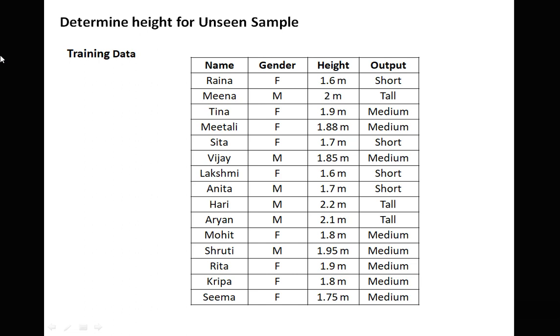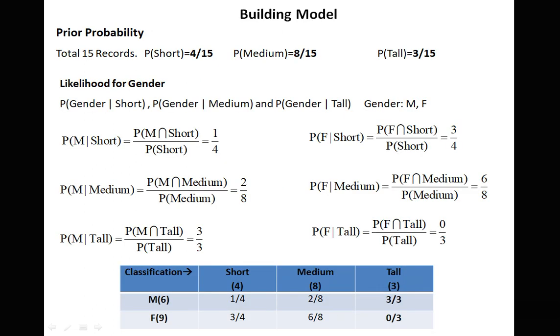Now let us see the problem. Determine the height for unseen sample. This is our training data. In our training data, four columns, that is four attributes are there, in which we can easily check that name is not useful in the classification, and our final output class label is height, which can be categorized into short, medium and tall. So here two attributes are there, gender and height. Based on that, we require to decide the height. Now in gender, two types are there, male and female, and height is numeric, which floats around a particular range, starting at a particular level and ending at a particular level.